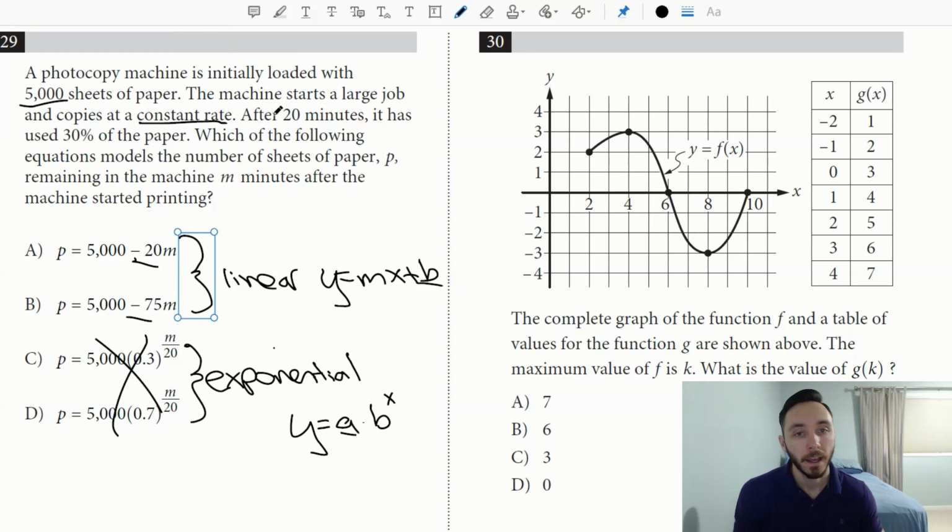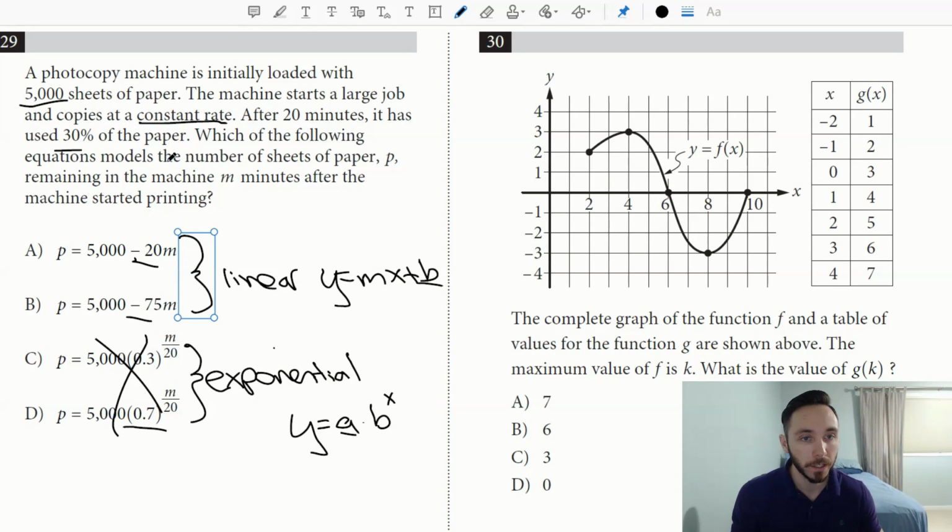After 20 minutes, it has used 30% of its paper. I know I keep stopping here, but the math teacher inside of me sees the trap. They're saying 30%. Usually when you see a percent, that is exponential. If you lose 30%, and you're initially at 100%, you're at 70%. So they're trying to bait you into thinking that this is the answer here. But this is not exponential. This is linear because it gives you a constant rate. So there is a rhyme and reason here.